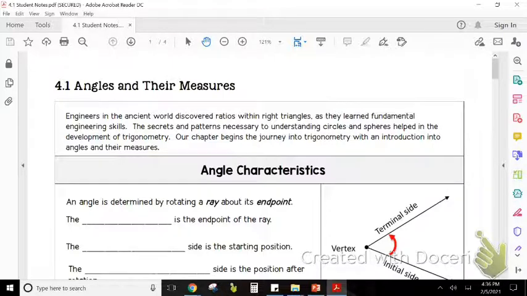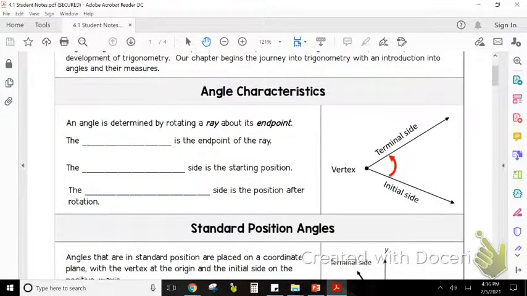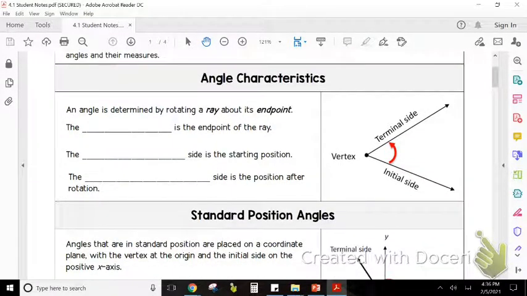So let's first talk about some angle characteristics. And so we can see here that an angle is determined by rotating a ray about its endpoint. The vertex is the endpoint of the ray. The initial side is a starting position. And the terminal side is a position after rotation.